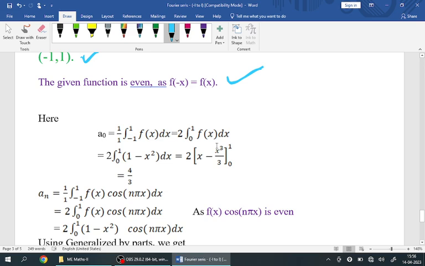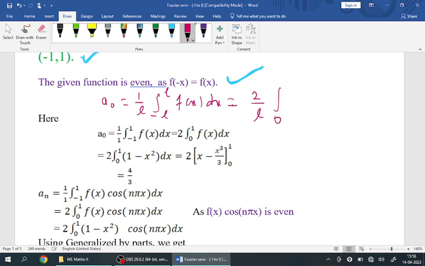The formula for calculation of a0 you already know. It is 1 by L integral minus L to L f(x) dx. But as f(x) is even, we can write it as 2 times integral 0 to L f(x) dx. Whenever the integrand is even, it becomes 2 times the integral from 0 to L, and when it is odd, the value is 0 there. So let us replace the value of L as 1.